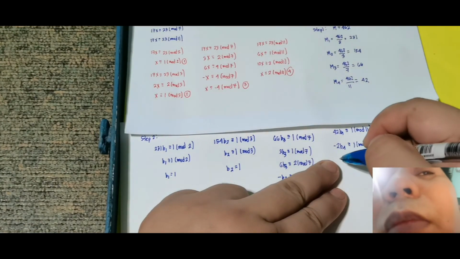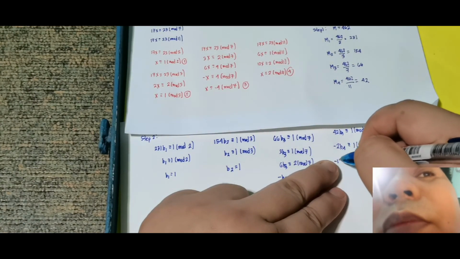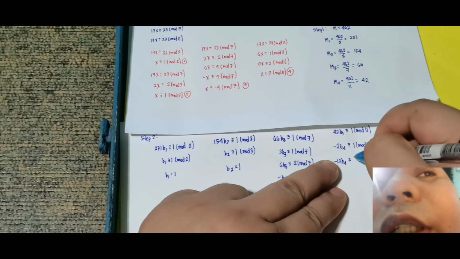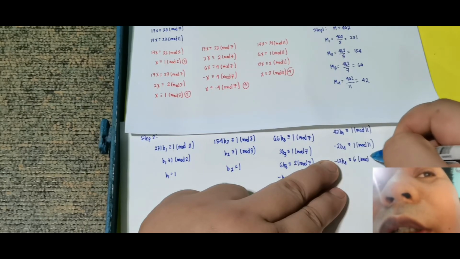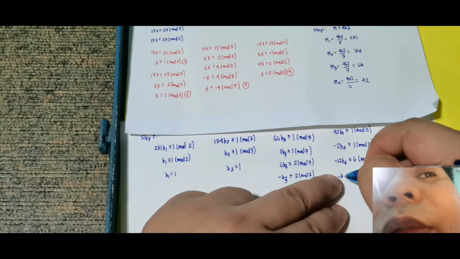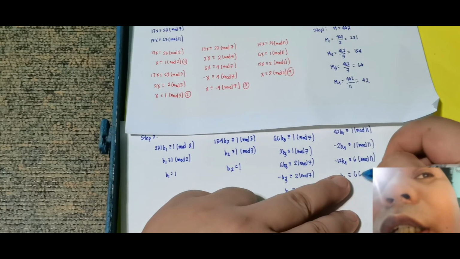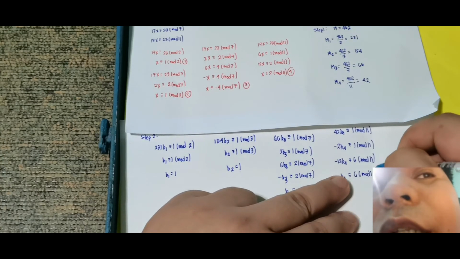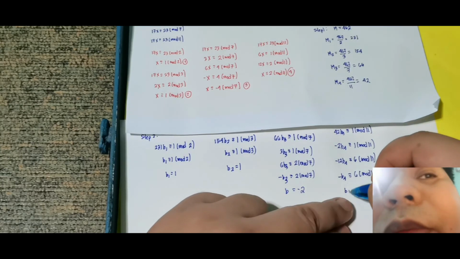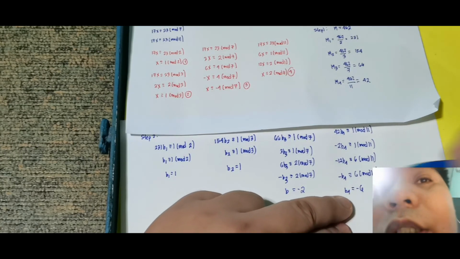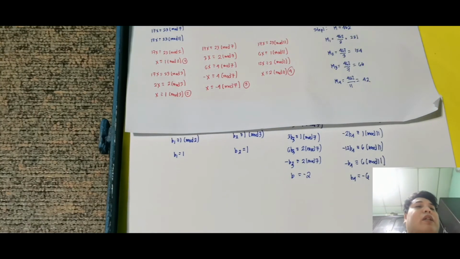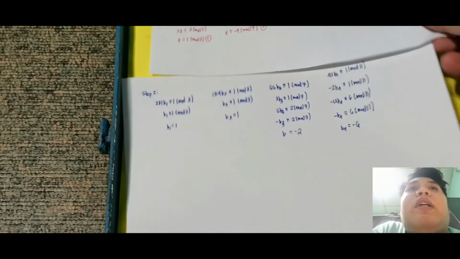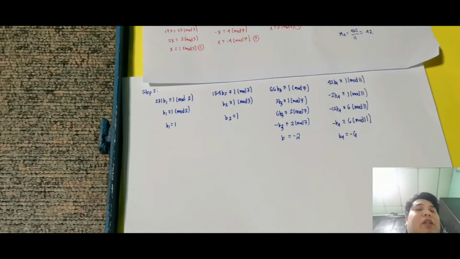So, this is just negative 12 b sub 4 congruent to 6 mod 11. Tapos, sobra to, this is negative b sub 4 congruent to 6 mod 11. Then, therefore, b sub 4 is equal to negative 6. Okay? So, ayun yung isa sa mga technique. Again, pinapakita ko yung mga possible technique na pwede natin gawin.